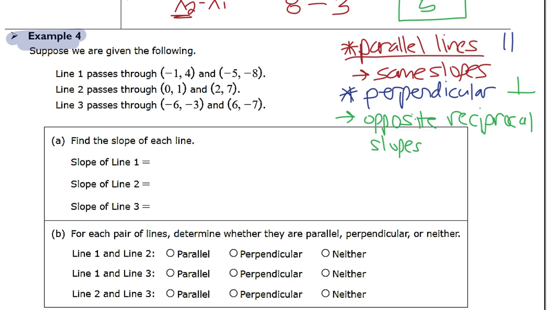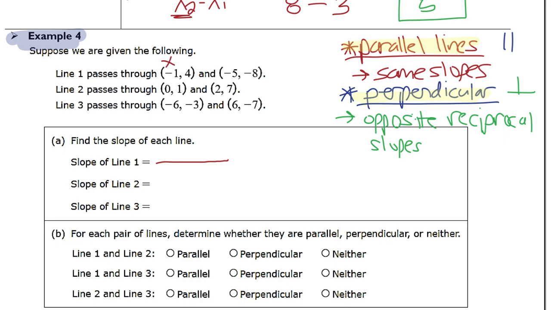So if you don't remember, those are parallel lines. That's perpendicular. Let me underline perpendicular. So those would be how we think about that. And neither is going to be neither of those. So let's find these slopes. So this slope of this one, we're going to make those.